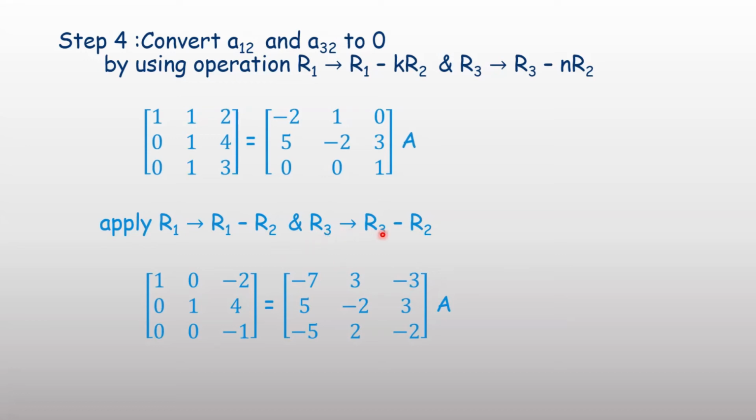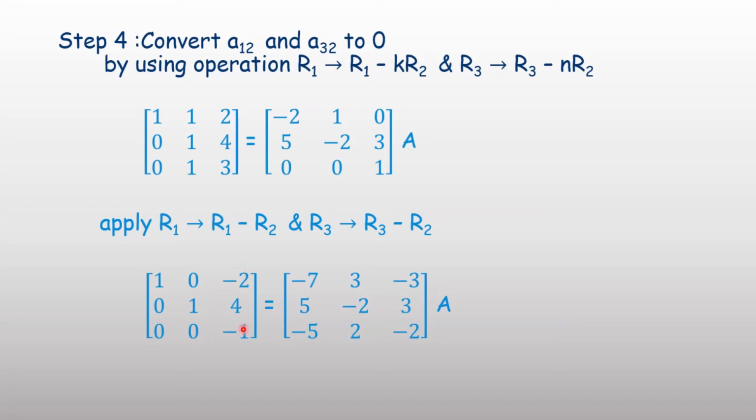Similarly, R3 minus R2, 0 minus 0, 0. 1 minus 1, 0. 3 minus 4, minus 1. 0 minus 5, minus 5. 0 minus 2, plus 2. And 1 minus 3, minus 2 written. Step 4 completed. And here second column, 0, 1, 0.